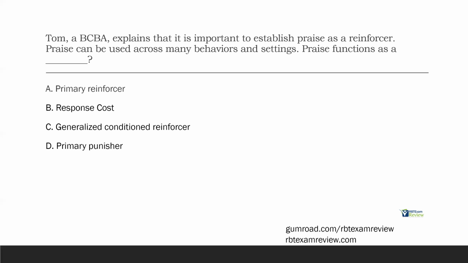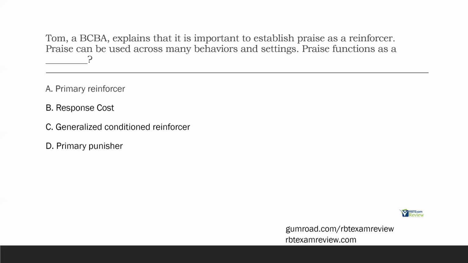A, primary reinforcer. What is a primary reinforcer? A primary reinforcer is a reinforcer that we are born being reinforced by. Okay, in other words, food, water, shelter, warmth, these kinds of things. Everybody is reinforced by those at birth without any learning history. Praise needs to be established. It needs to be conditioned. You have to learn about praise. Therefore, praise is not a primary reinforcer.